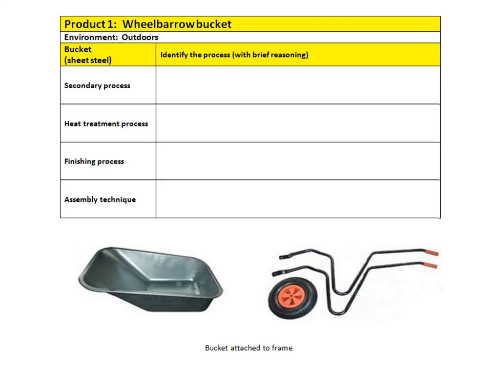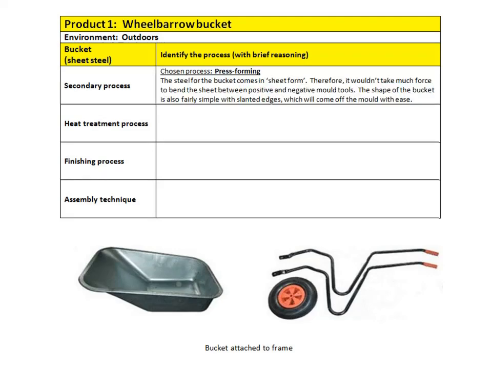So starting with secondary processes, I sat and I thought, it's made of sheet steel, so what would create this shape? What would be the best method? And I was thinking, we looked at those bottle caps, didn't we, in our assignment, and the press forming process seemed quite logical. It could be sort of punched into shape on a huge press between 2 tools. That would obviously stretch the material and it would remain there, but it would also stress it, so we'll talk about that in a moment. So I'm going to go for press forming here.